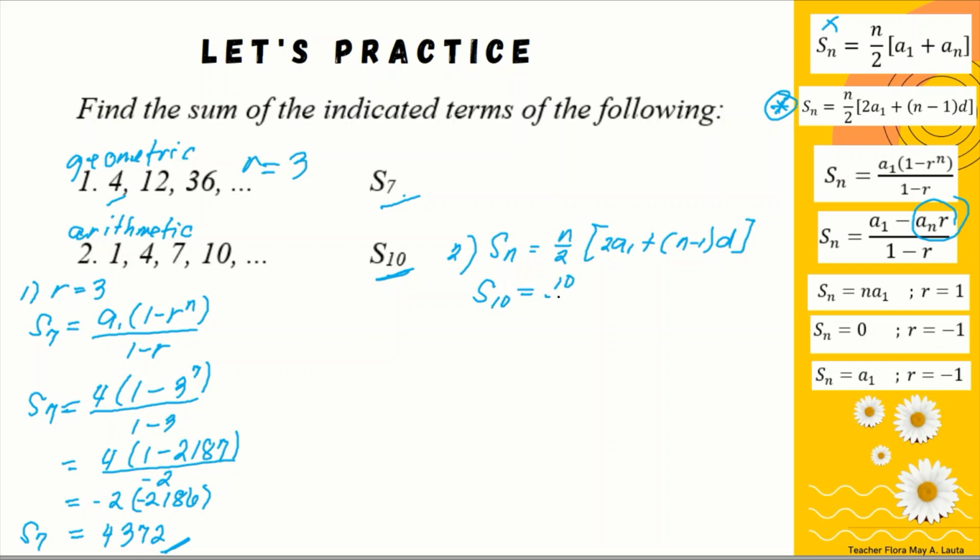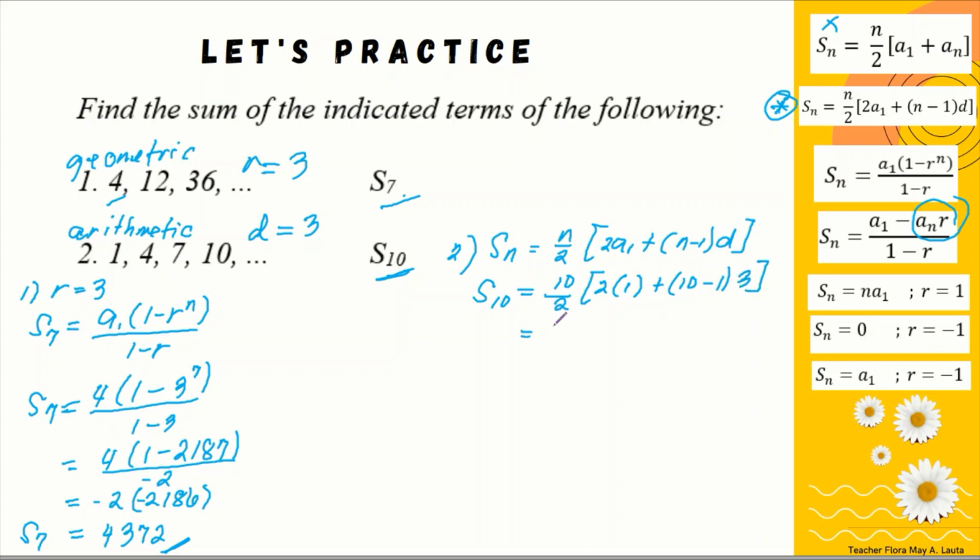So that's 10 divided by 2, times 2 times a sub 1, which is 1, plus n, which is 10, minus 1. And then d, our d is what? 1 plus 3 is equal to 4, plus 3 is 7, plus 3 is 10. Yan. Okay, ganun lang po.